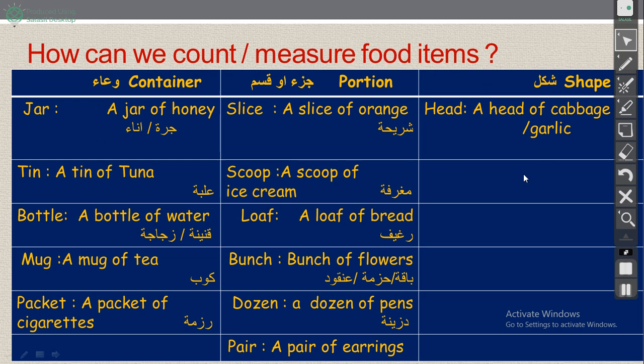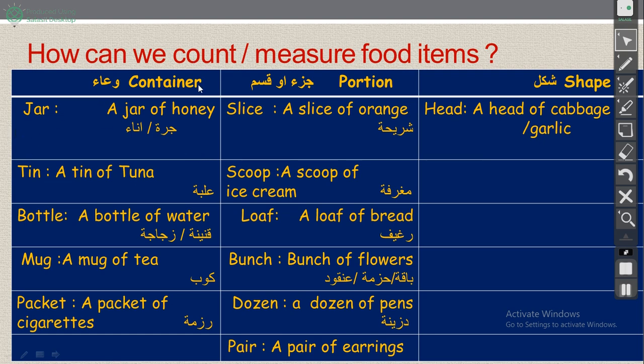Now we have a table here, right? Some from the container. From the container, we can count food items. What's the meaning of container? وعاء. And some from the portion. Portion جزء أو قسم. And some from the shape. Shape شكل. Container وعاء, portion جزء أو قسم, and shape شكل.